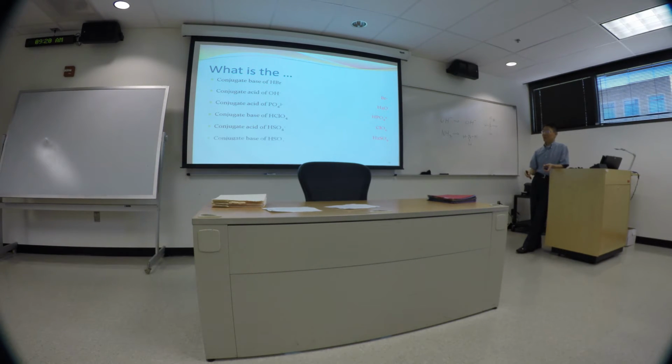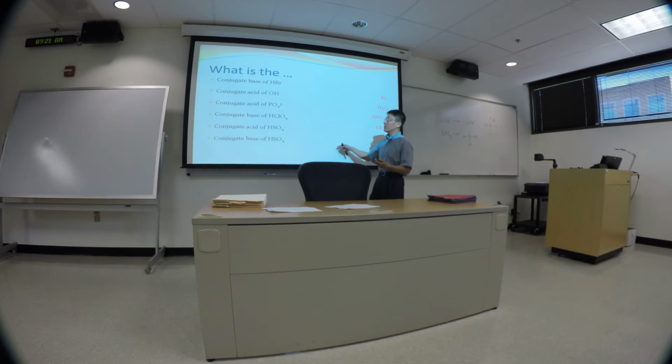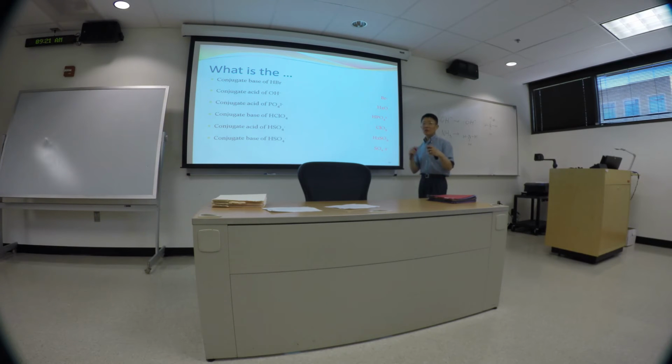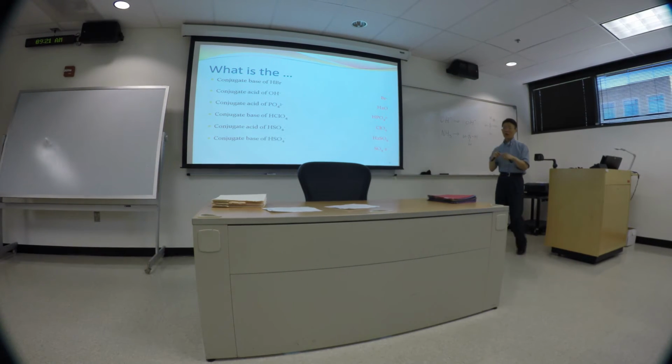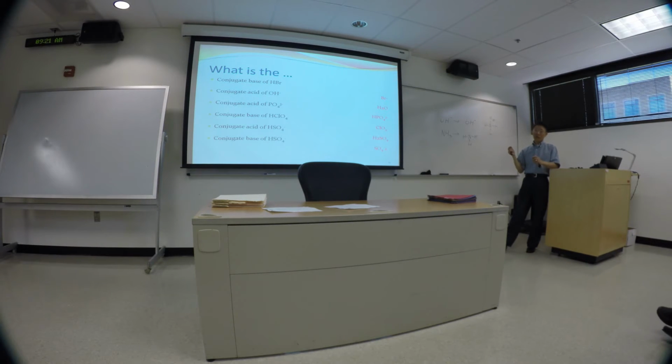Now for the same species, we can ask you, what's the conjugate base for that? Well, that's when you have SO4 2 minus. So you need to know how we define acid and base, and how we define conjugate acid and conjugate base. Conjugate base is the result after the acid gives out the hydrogen ion. Conjugate acid is the result of the base acquiring the hydrogen ion.